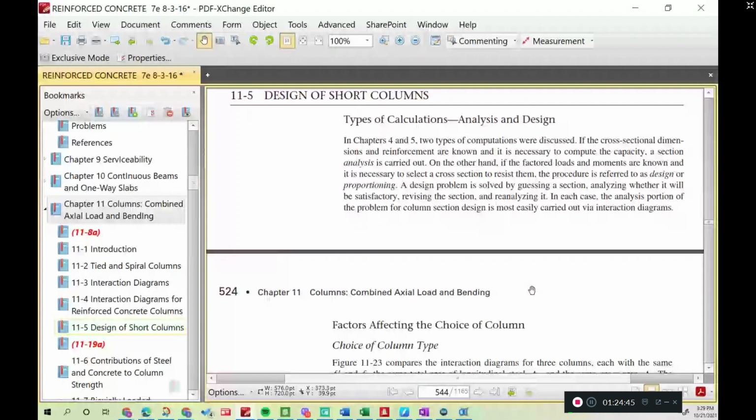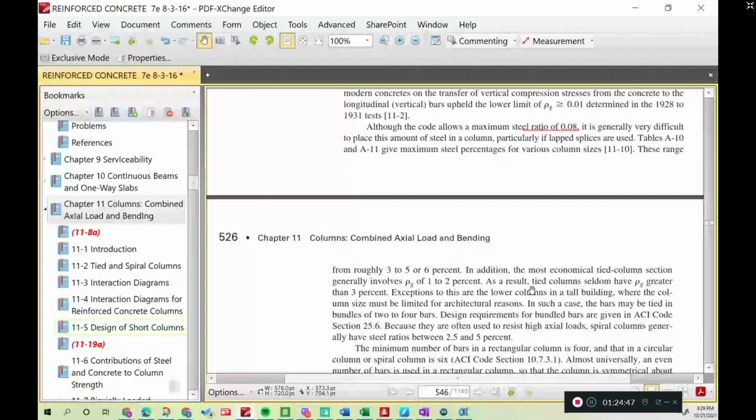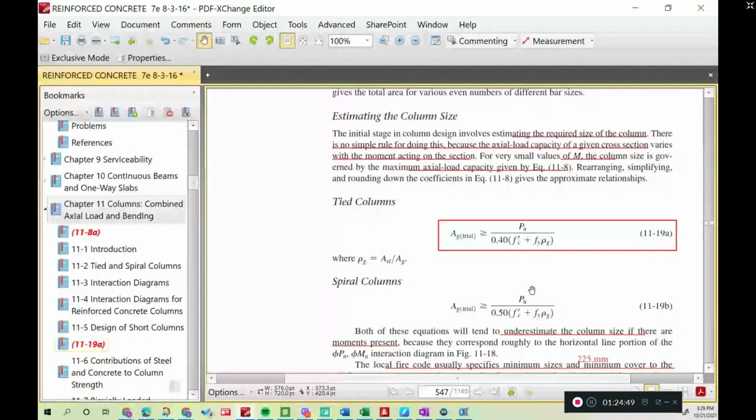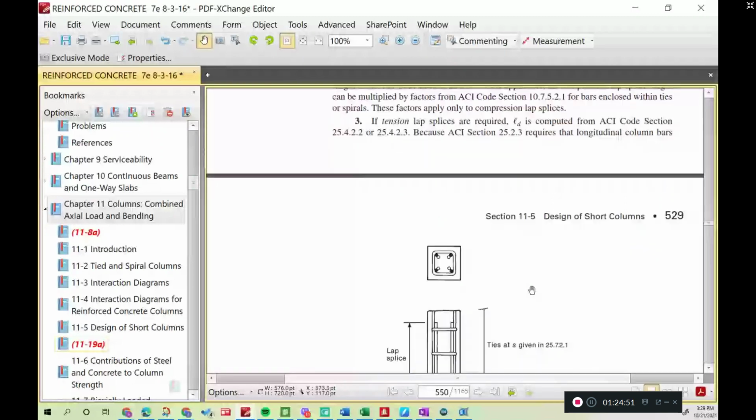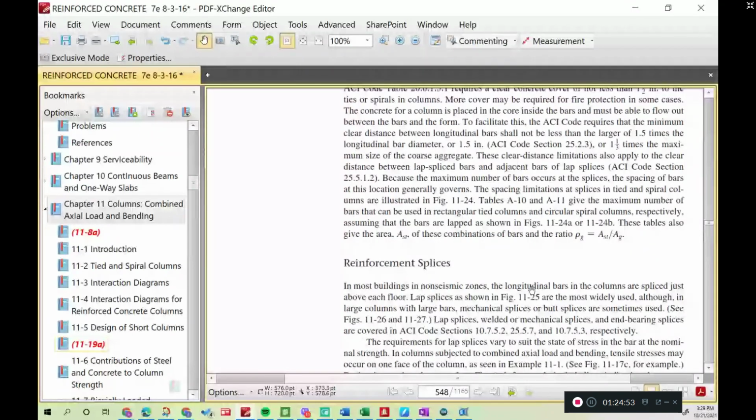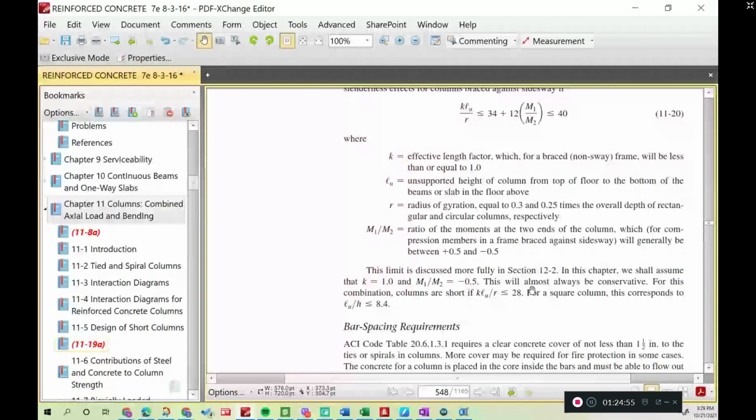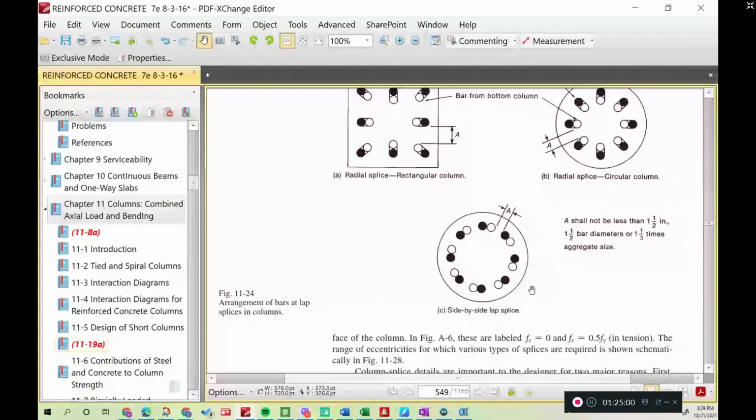The design of short columns. Okay, interaction diagram. We don't have much time. So any question?